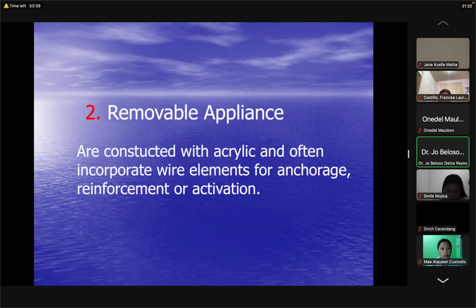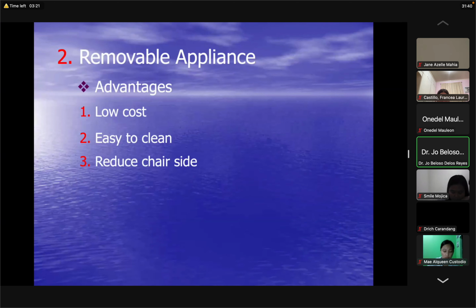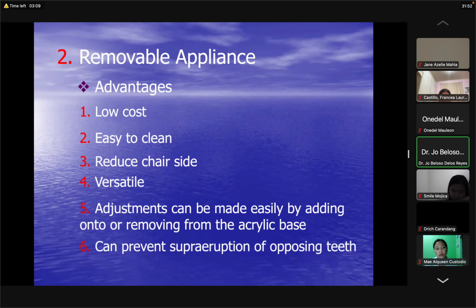Removable appliances are constructed with acrylic and often incorporate wire elements for anchorage, reinforcement, or activation. Advantages: low cost. Mura lang. Easy to clean. Reduced chair side time. And it's versatile. Adjustment can be made easily by adding onto or removing from the acrylic base. Can prevent supra-eruption of opposing teeth.